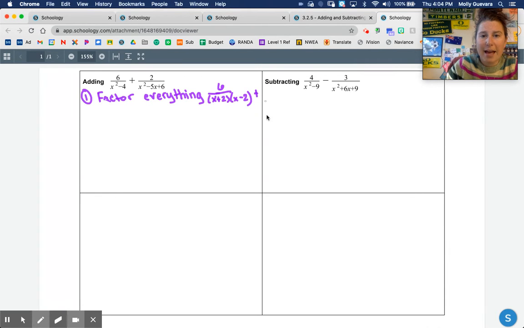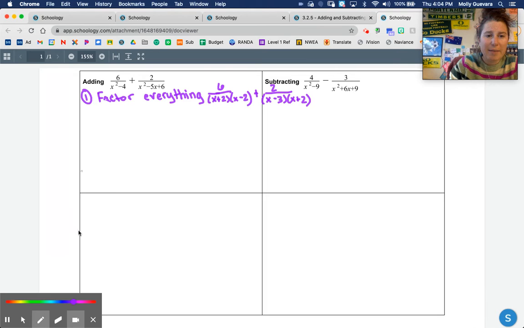Okay, then I'm adding. 2 does not factor, so it's going to stay on the top. And then x squared minus 5x plus 6. So I want two numbers that multiply to positive 6 and add to negative 5. And so that's going to give me x minus 3, x plus 2. So that's my first step, is I want to factor everything.